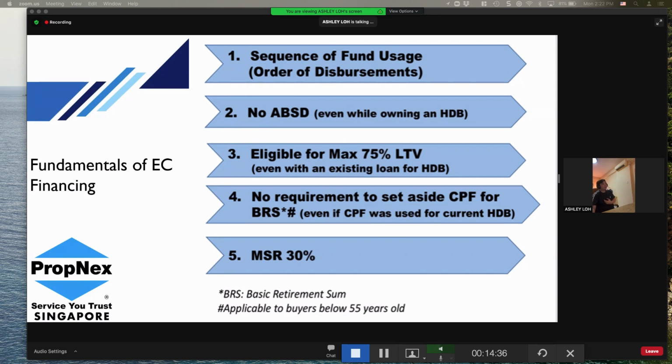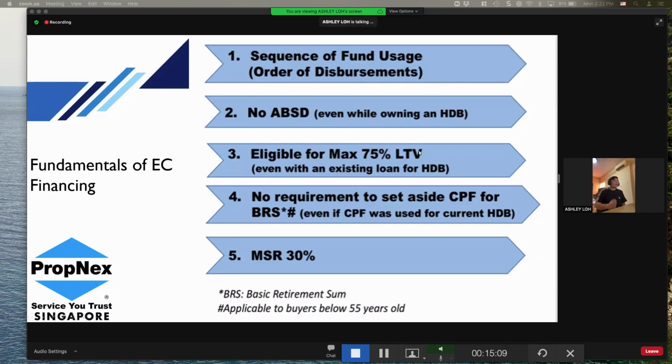Now, point number 3: eligible for a max 75% LTV, even with an existing loan for HDB. Many people know that for the first property loan, the LTV, the loan-to-value limit, will be 75%. The second one will be 45%. But in this case, if you're upgrading from an HDB to an EC, even if your HDB has an outstanding loan, your EC will still be treated as a first property loan, and you can get up to a 75% loan-to-value limit.